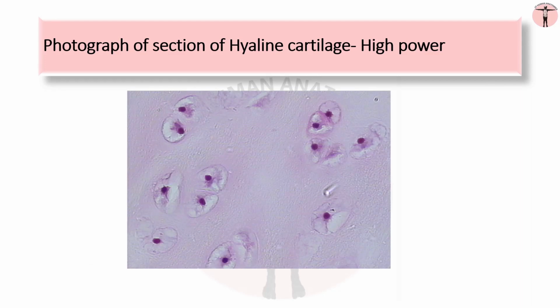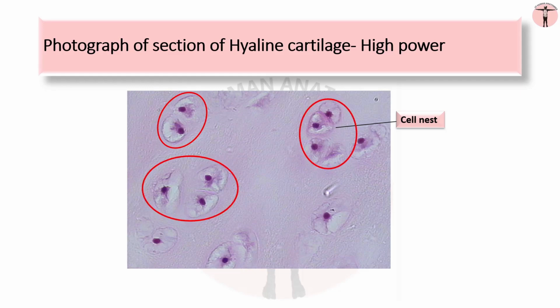This is the photograph to show how the section of hyaline cartilage looks under high power of the microscope. It is focused towards the center of cartilage to show cell nests, territorial and interterritorial matrix. The cell nests can be clearly observed. 2 cells, 4 cells can be seen which are arrested in the surrounding matrix inside the pale stained lacuna.